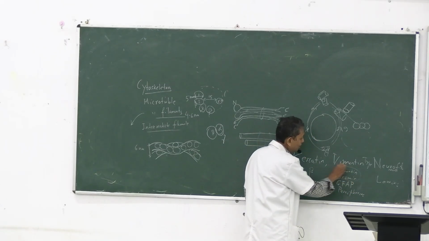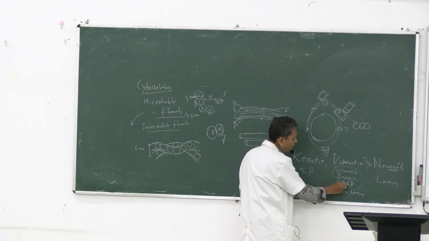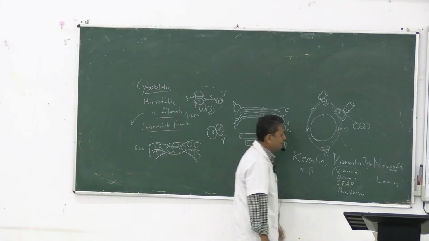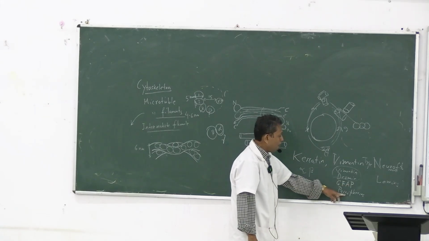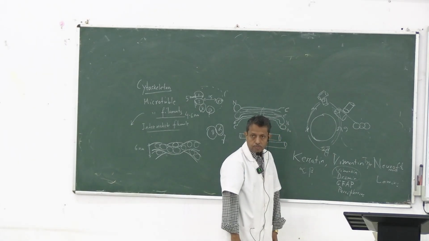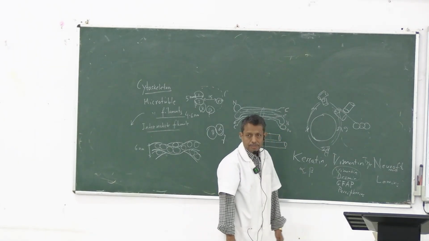These are mesodermal structures. Glial fibrillary acidic protein may be derived from the mesenchyme, and it is present in the glial cells. Peripherin is also in the neurons. This is how they are classified.